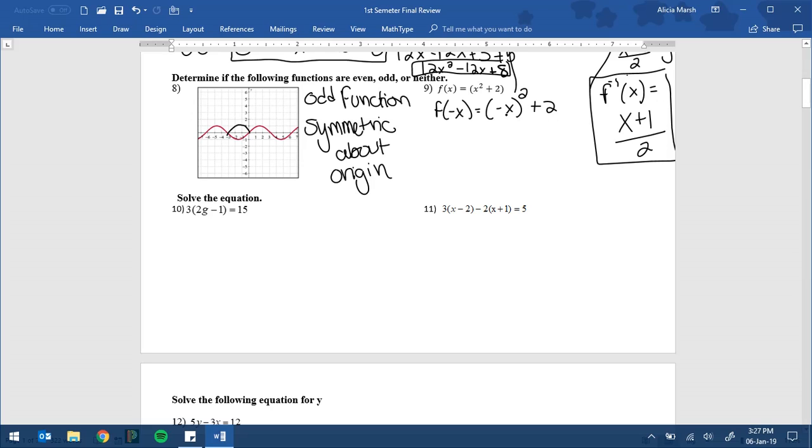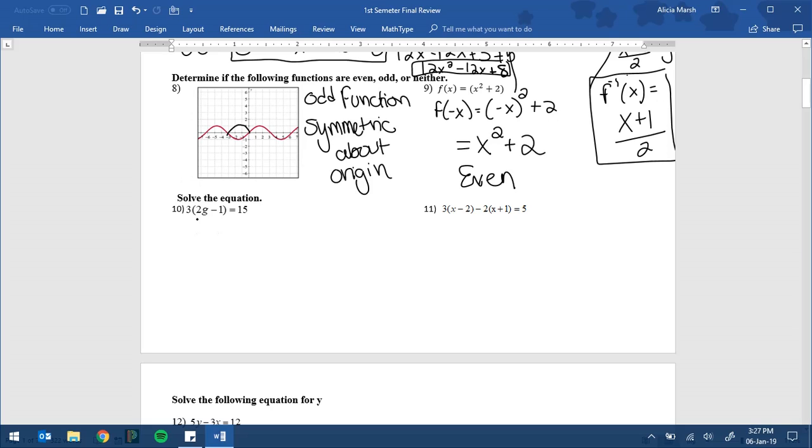Negative x times a negative x, well, that's just gonna be an x squared, right? So this is x squared plus 2. Notice, guys, it matches. So if it matches 100%, you get an even function. If everybody's signs change, then that means it's an odd function. Because remember, it's odd that all the signs changed. That's how I remember it.